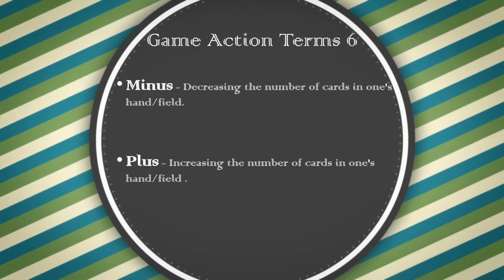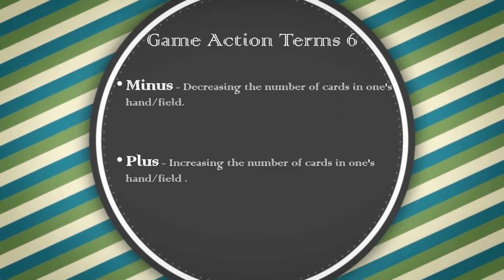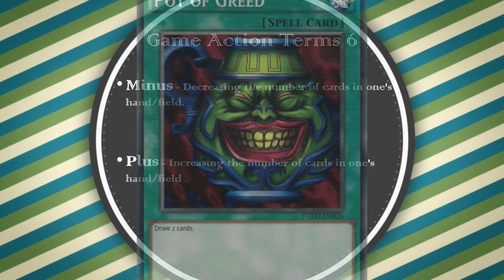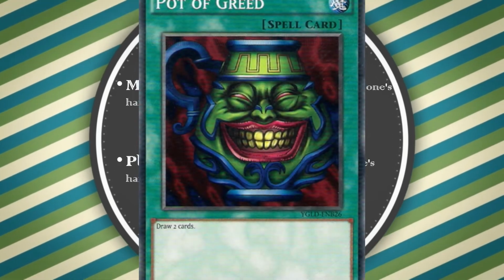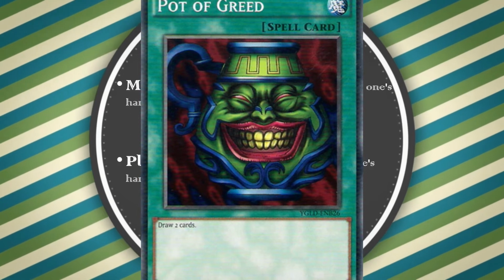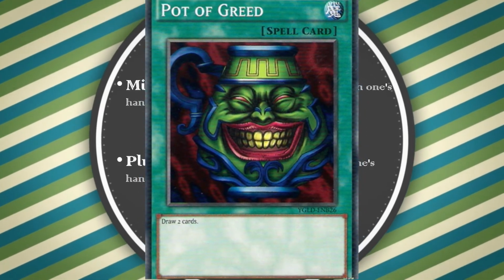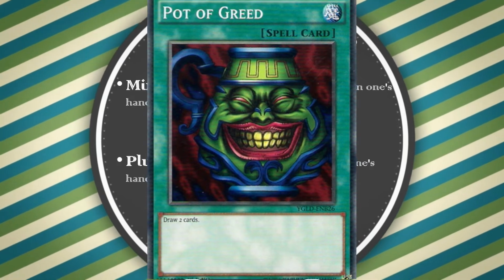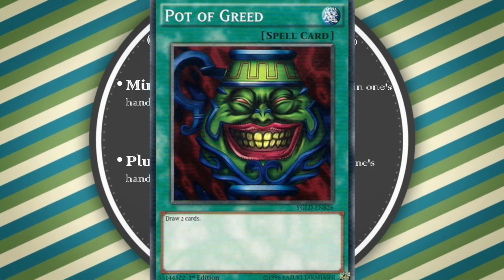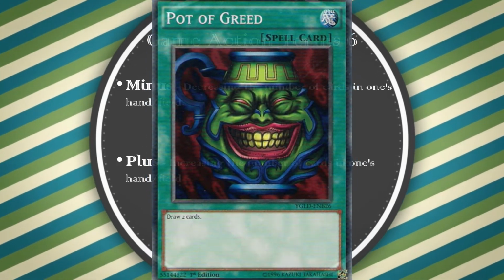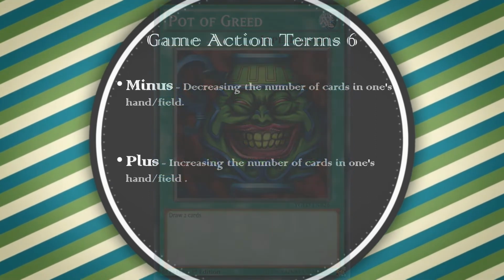Plus. Increasing the number of cards in one's hand or field. An example of a plus would be Pot of Greed. This card is the epitome of a true plus, allowing you to draw 2 cards with no drawbacks. Since you must use the 1 Pot of Greed to receive 2 cards, this is a +1. Keep in mind, at the time of recording this video, and most likely forever, Pot of Greed is forbidden.